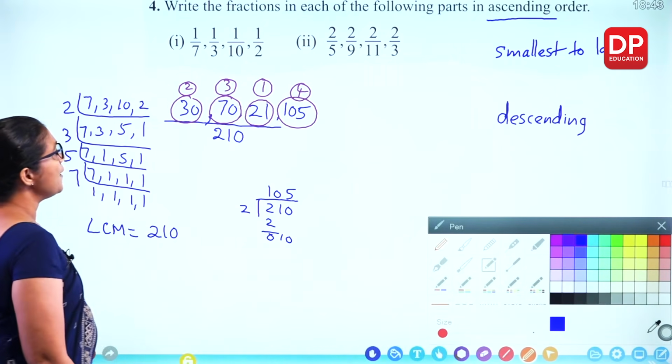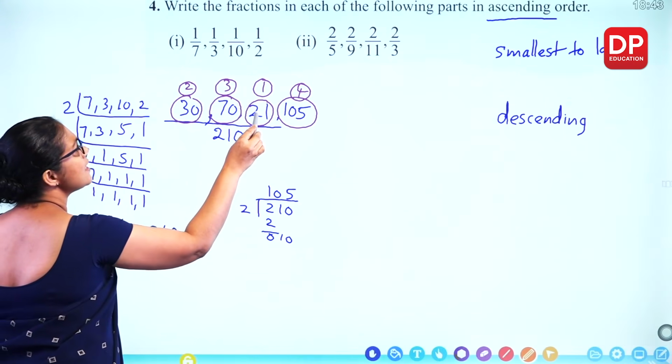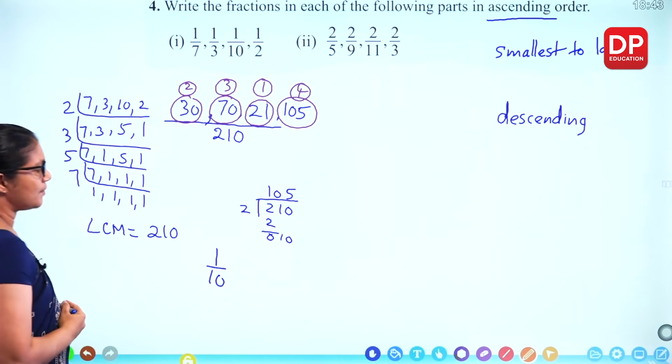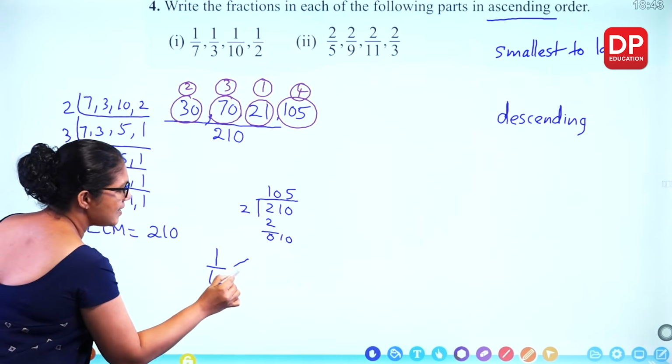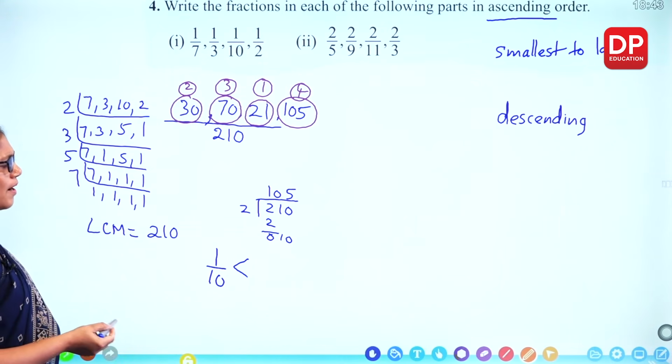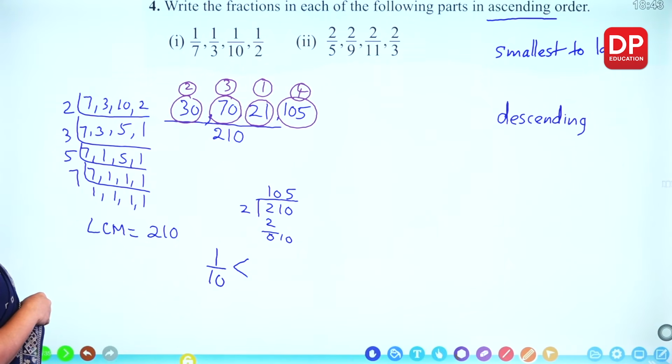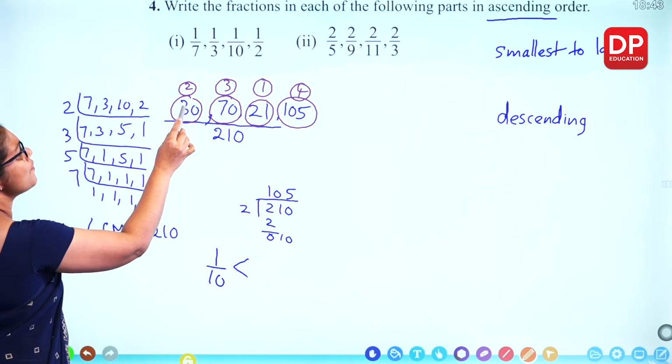So what's the order here? First one is the third one. So third one is the lowest one. You can write this symbol or just put a comma. That's okay. So 1 over 10 is the lowest. What's the next one? The first one.